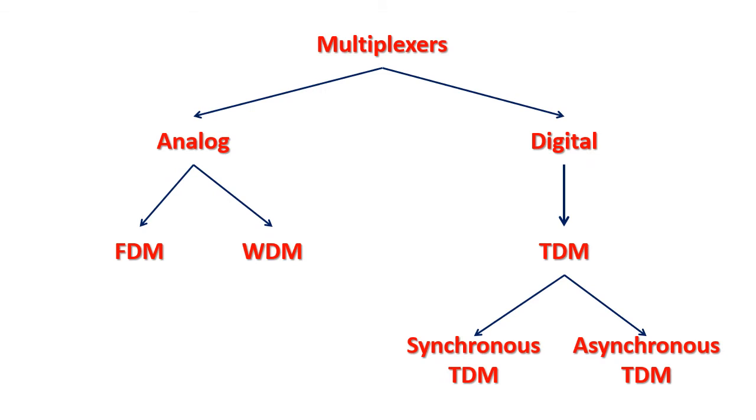There are two major types of multiplexing technique. First is the analog. Under analog, we have FDM or frequency division multiplexing and WDM, that is wavelength division multiplexing. We also have digital multiplexing. In digital multiplexing, we use time division multiplexing. And time division multiplexing can be categorized into two more categories. First is the synchronous TDM, and second is the asynchronous TDM. All of these will be discussed in the slides to follow.